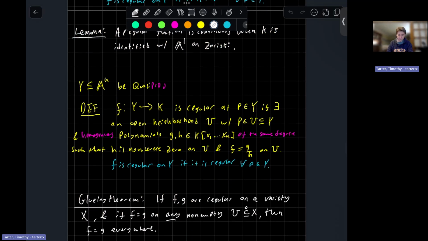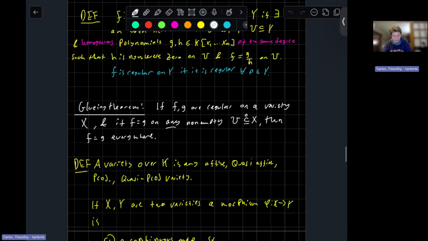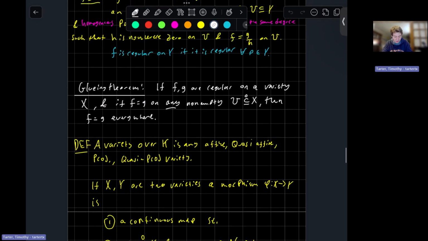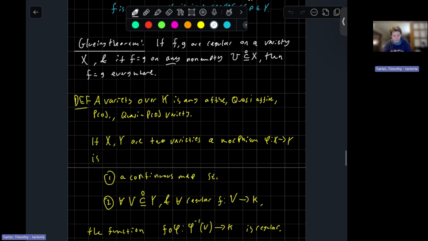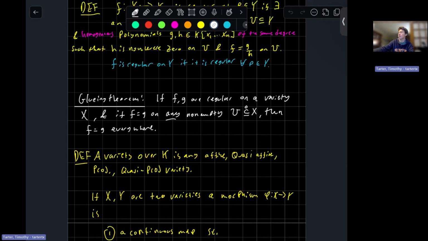The key difference is that polynomials have to be homogeneous and of the same degree. So the g and the f have to be homogeneous and of the same degree. Our gluing theorem is that if f and g are regular on a variety X, and if they agree on any non-empty open neighborhood of X, then they agree everywhere. This is similar to what's called the pasting lemma in topology. That's pretty cool.